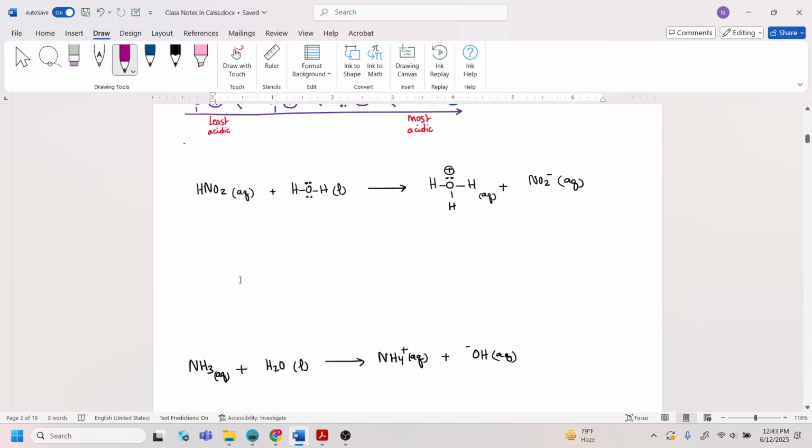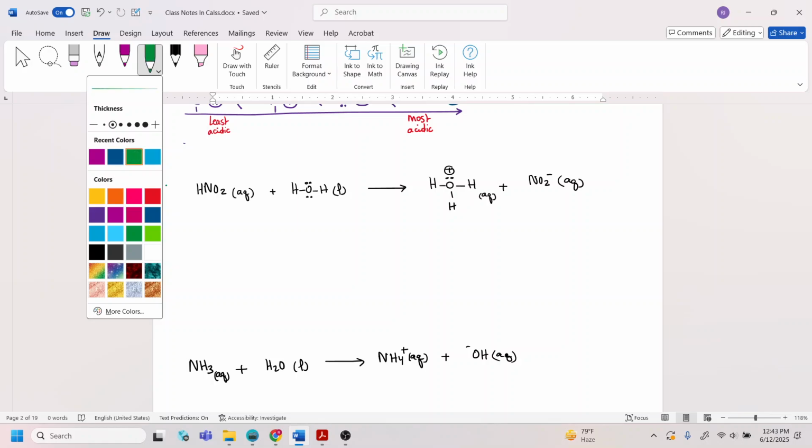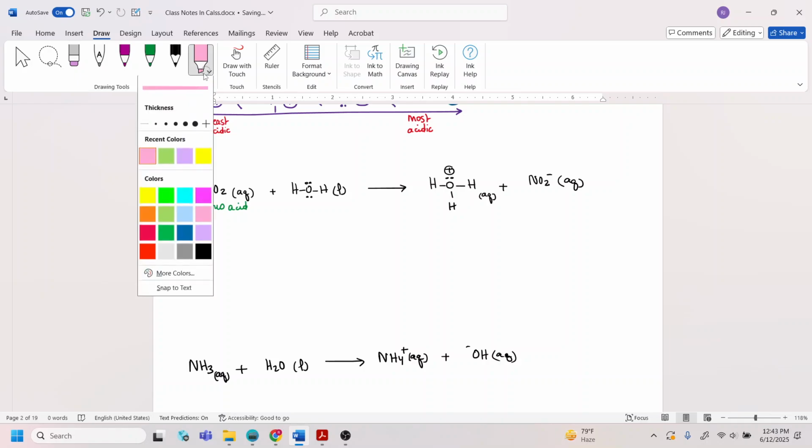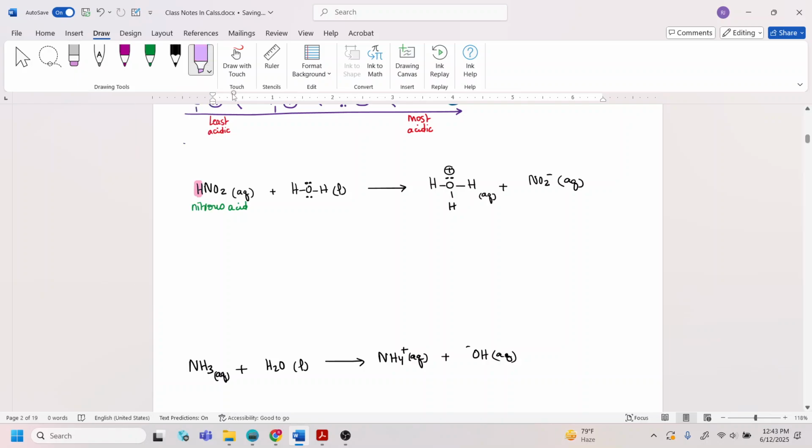Let's have another example. I do have nitrous acid. I'm sorry, this is nitrous acid. It's an acid by itself. Why is it an acid by itself, you guys? Because it started with a hydrogen in there. And I do have my water. So since I started with an acid, definitely I cannot have two acids next to each other. So one of them is going to be the acid, and definitely the other is going to be a base.